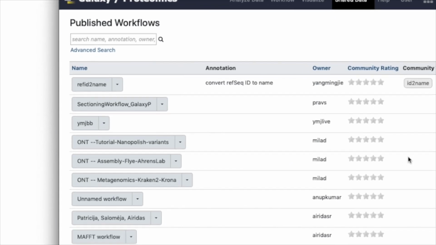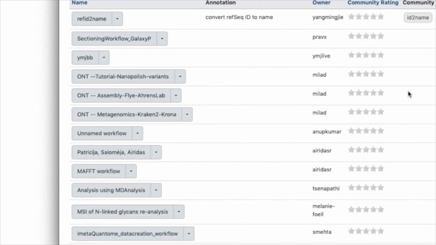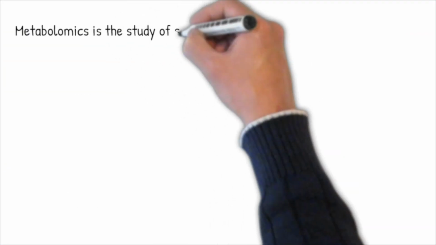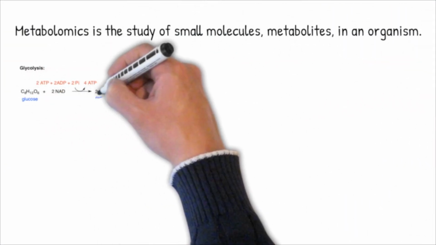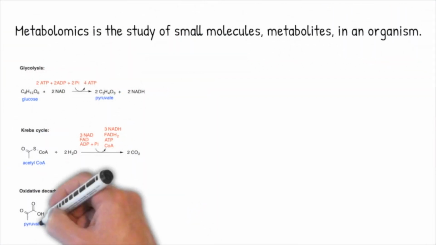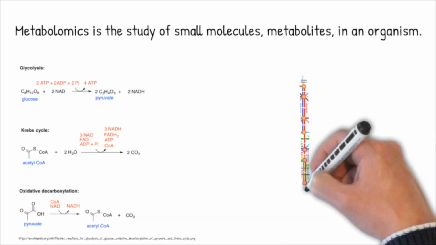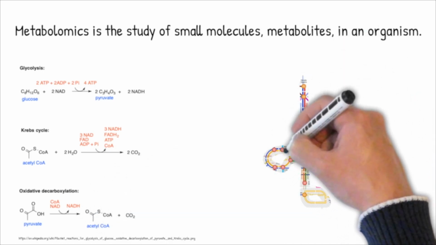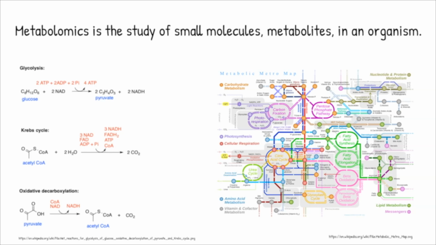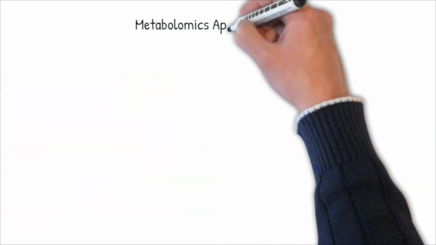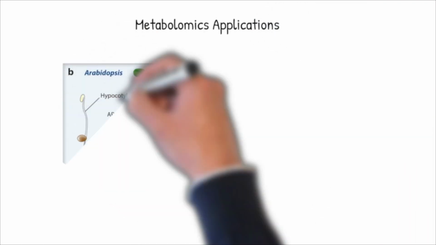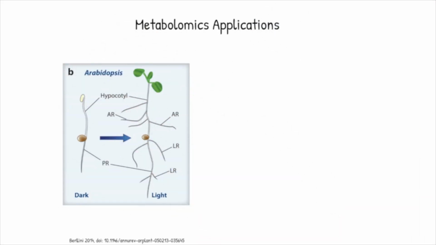Now that we've shown you Galaxy, let's show you some multi-omic applications, such as metabolomics. Metabolomics is the study of small molecules, or metabolites, in an organism. Organisms interconvert metabolites in a series of chemical reactions catalyzed by enzymes within metabolic pathways. Researchers can use metabolomics to study how an organism's metabolome is affected, which is an indicator of biochemical activity of the system.